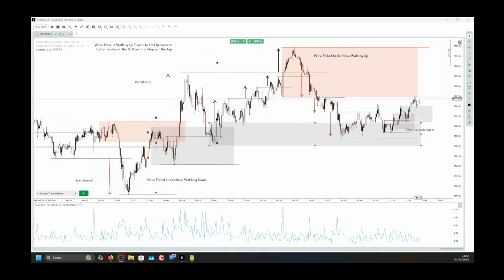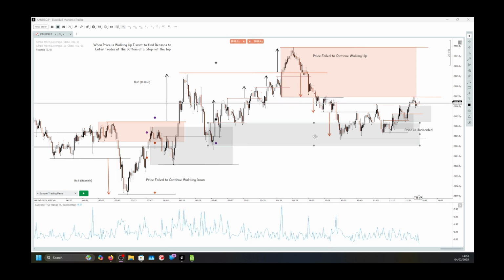I've just been talking on Forex Factory about price. It's either walking up, makes new highs, pulls back, makes a new high, pulls back, makes a new high, pulls back, makes a new high, and then it fails to continue to walk up. And what do we see then? It starts to walk down. And now we're seeing price starting to walk back up again.